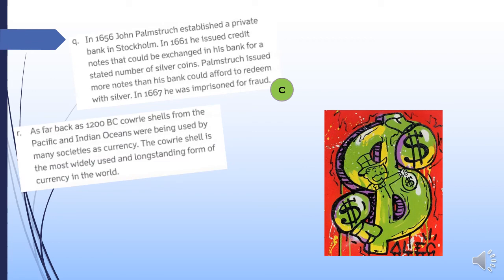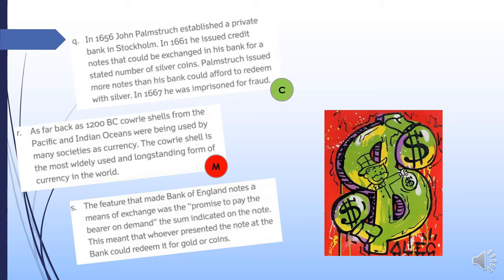As far back as 1200 BC, cowrie shells from the Pacific and the Indian Oceans were being used by many societies as currency. The cowrie shell is the most widely used and long standing form of currency in the world. Imagine a cowrie shell. People used to exchange it among each other as currency. This is a form of commodity money, so history of kind of hard cash.